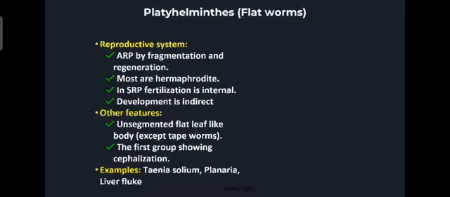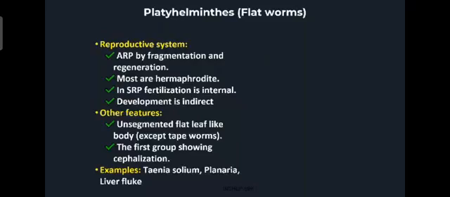Then what are the other features? So already we have studied this unsegmented flat leaf-like body. If you see the example, that is liver fluke. In the next slide I will show you the diagram. So that liver fluke, you will find flat leaf-like body is there, like how the plant leaf is there. Like that flat body will be there. So only it is called as flatworms. And it is unsegmented. You will not find segmentation on the body.